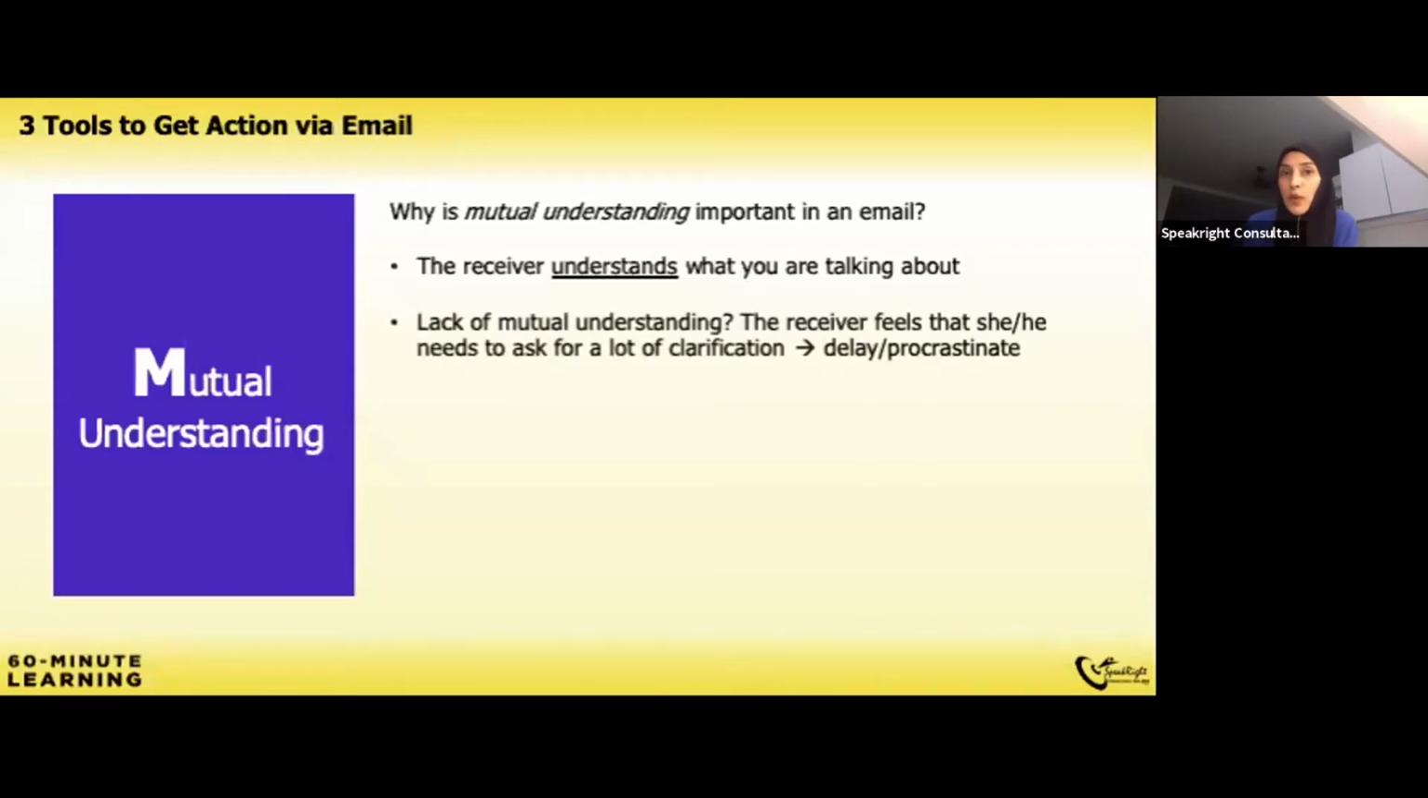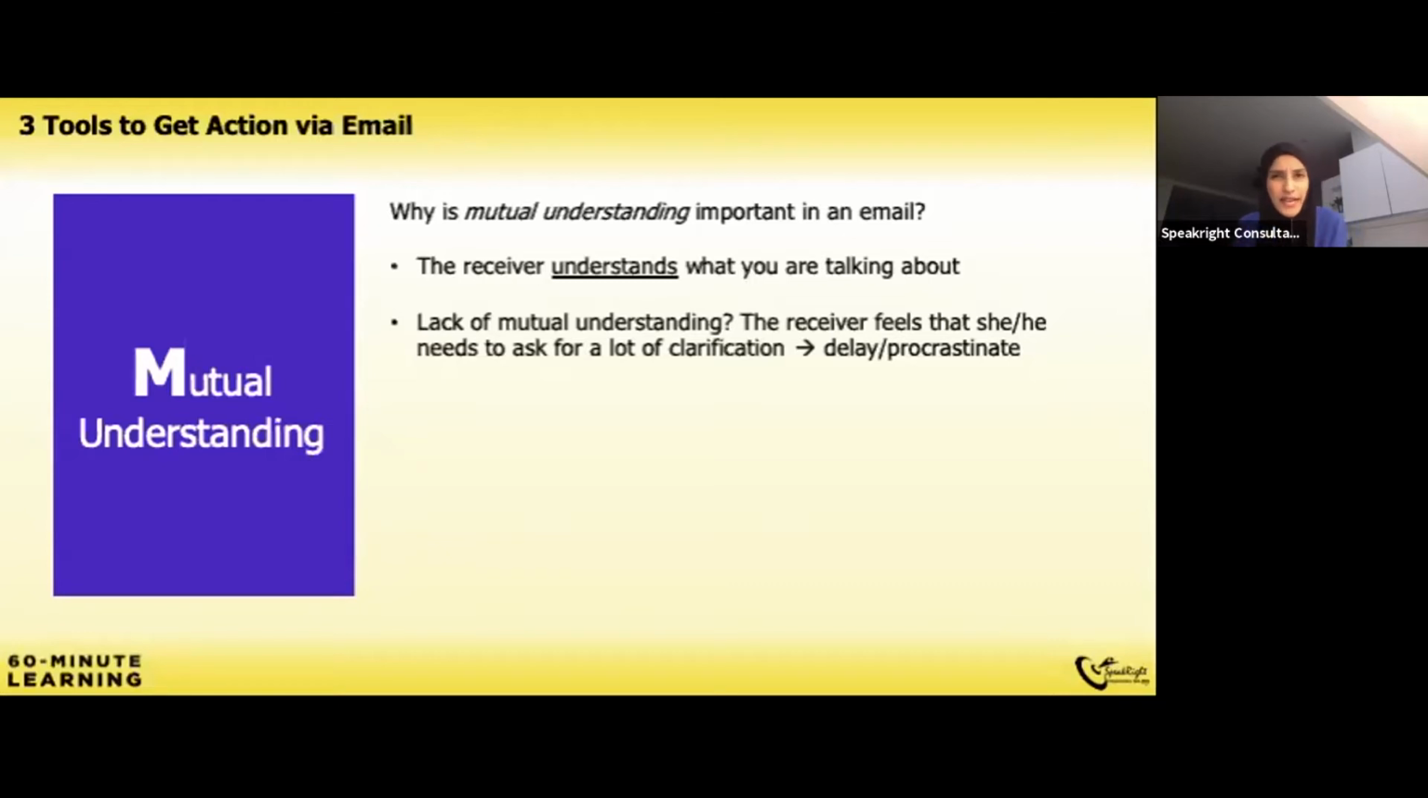So what happens when there is lack of mutual understanding? Which means, what happens if the email that we sent is not properly understood by Jenny? This is what Jenny will feel. She feels that she needs to ask for some clarification. Don't be surprised, because we're living in a world of dramatic distractions. We forget very easily. We could have a conversation yesterday or even a couple of hours ago, but not everything gets registered into our brain.